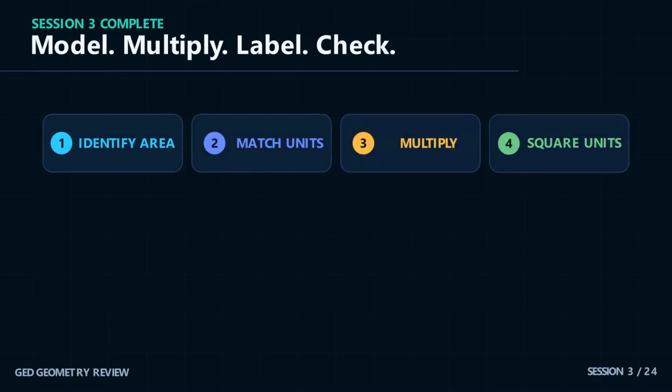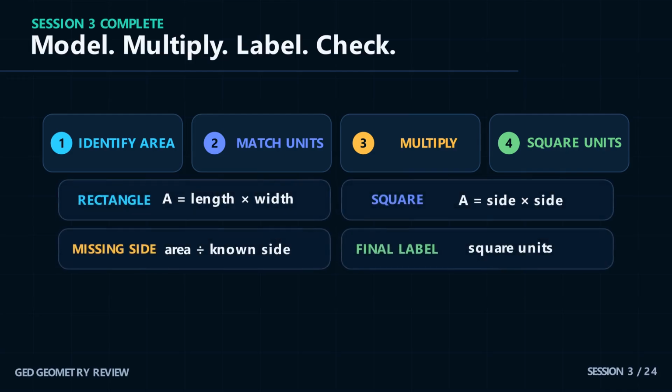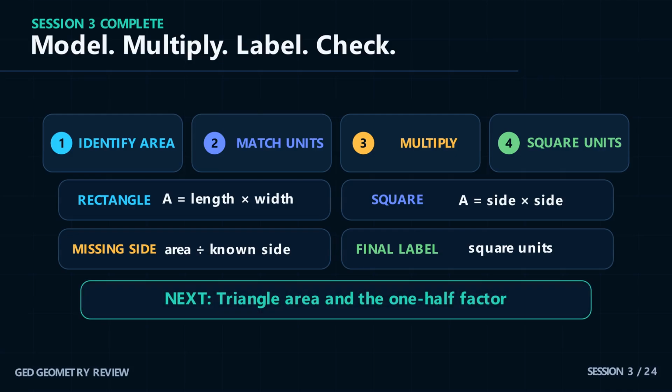Session 3 is complete. Area measures the flat interior and uses square units. For a rectangle, multiply length by width. For a square, multiply the side by itself. Make every dimension use the same unit before calculating. If one dimension is missing, divide the known area by the known side. Estimate to test whether the result is reasonable, and always distinguish area from perimeter. In Session 4, we will extend these ideas to triangle area and learn why the formula includes 1/2.